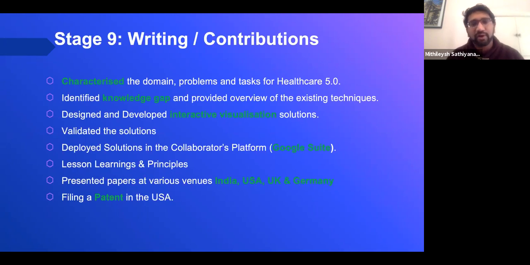And in the third point, building interactive solutions, validating the solutions, and deploying on collaborators' platforms. We use Google Suite for now, but of course we need to make some changes there. We also gained a lot of learnings and we contributed them as principles. So this all forms our contributions. We'll be presenting more papers and we'll be filing a patent in the US. So that's one of the reasons I'm not able to expose more information, which I would really love to do.